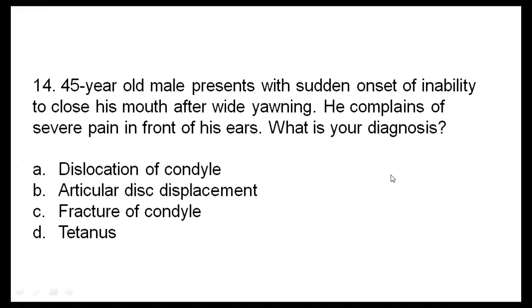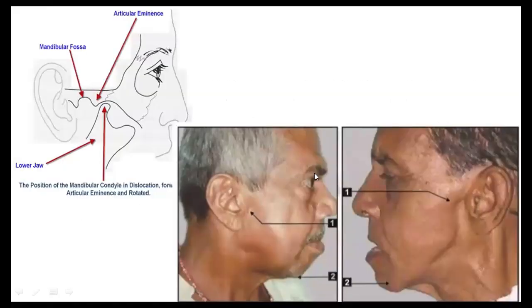Right. So most of you have said A, and yes, that is the correct answer. Dislocation of condyle. So what is dislocation of condyle? Basically, this is the articular eminence, and this is the mandibular fossa. When the condyle moves ahead of the articular eminence, it's called dislocation of the condyle. This cannot go back all by itself.